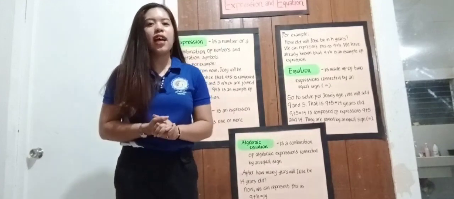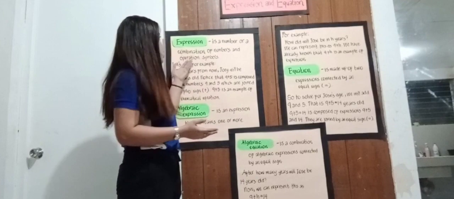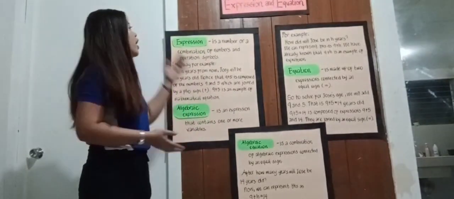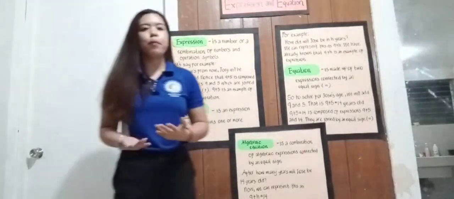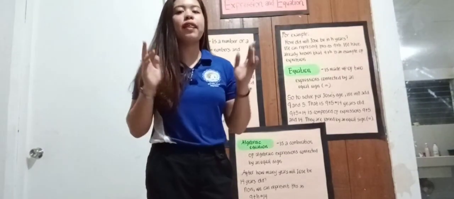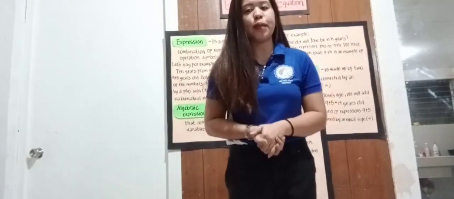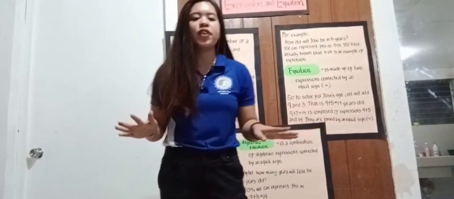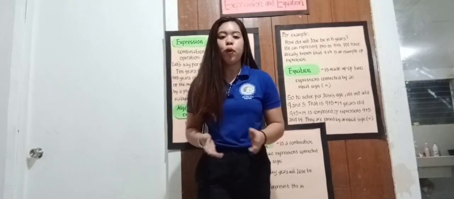Good morning, class. Now let's move on to expression and equation. First, we will tackle expression. What is an expression? An expression is a number or a combination of numbers and operation symbols. It is a mathematical phrase that uses variables, numerals, and operation symbols. An expression has no equal sign, there is no definite answer, and it cannot end up displaying the value of the variables involved.